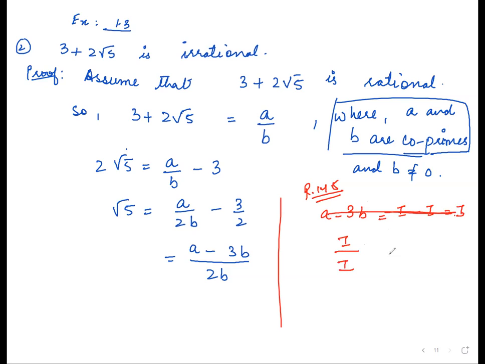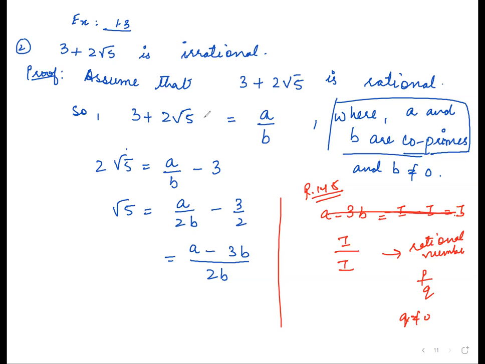So what is integer by integer? It's a rational number, which we write p by q. Understood? P and q are integers and q is not equal to 0. So on the RHS, I'm getting a rational number, and on the left hand side, I have an irrational number.